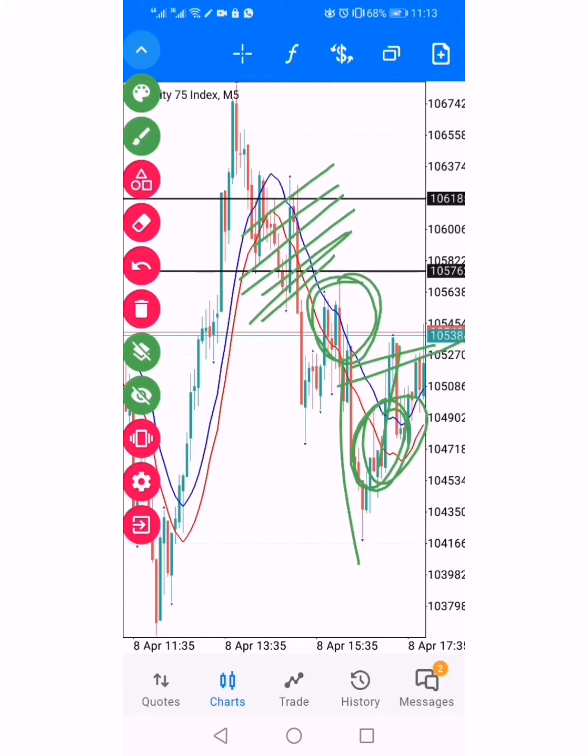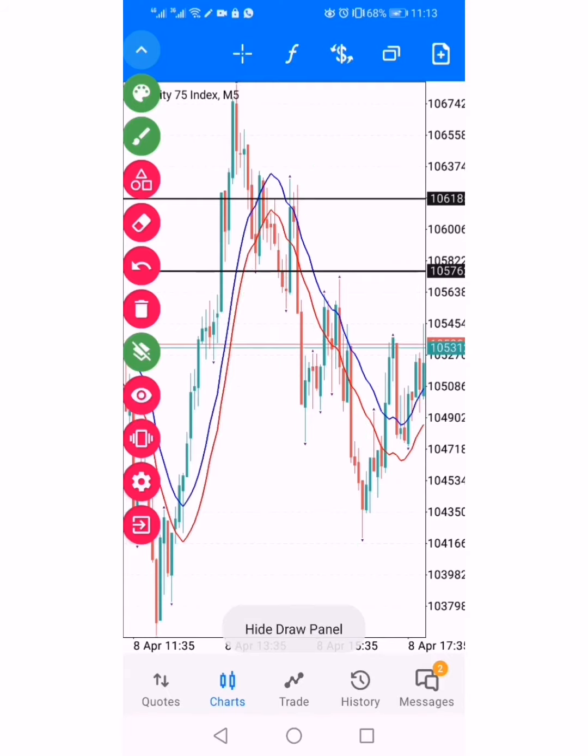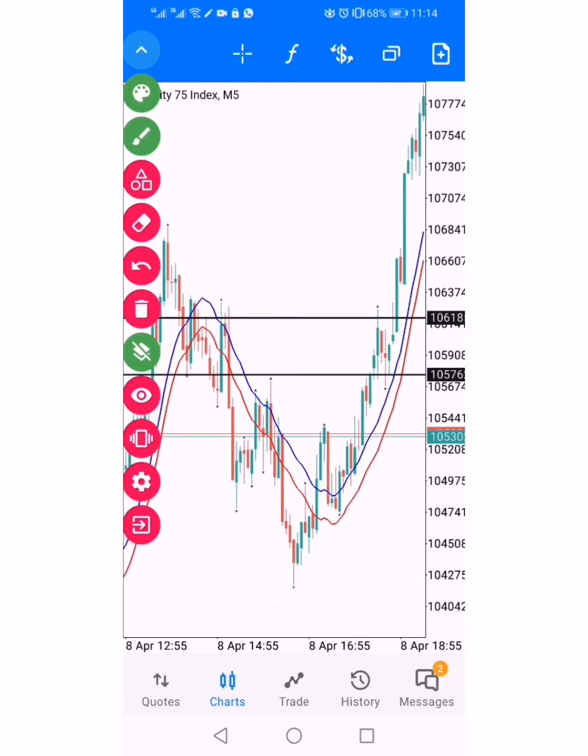Remember, trading is a business, you have to pay some expenses. If you look at it like that, you're going to be okay. So that's exactly what happened.